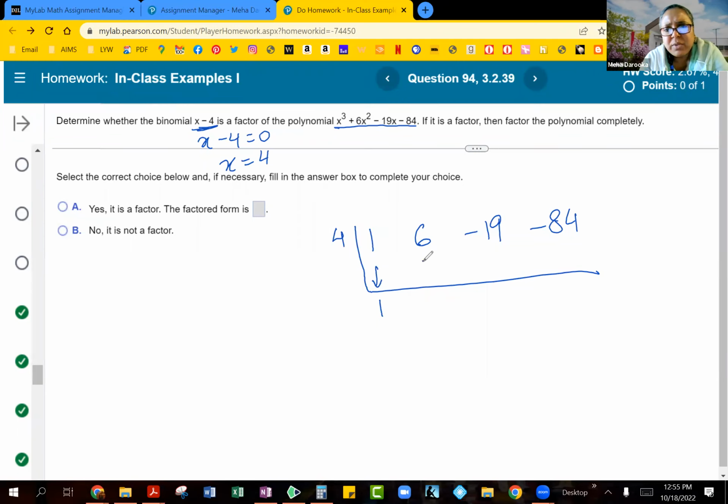So 4 times 1 will give us 4. Add 6 plus 4, of course, gives us 10. And then you are multiplying 10 times 4, which will give you 40. And then what does that end up giving us? We do 40, and then you have minus 19. So that will give us a plus 21. Yeah, it looks like this should work, because then you do 21 times 4, which of course ends up giving us a plus 84, which will then end up giving us a 0.